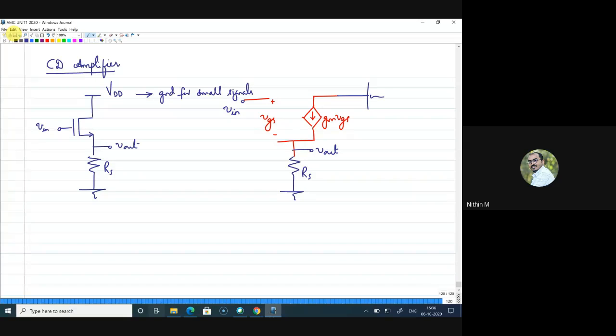Right. Now, first let us consider the case of lambda equal to 0. So when lambda is equal to 0, let me write what is V out by V in. So what is V out in this case? Can anyone unmute and tell me what is V out? Jayaditya? What is V out in this case? Yes, go ahead, Jayaditya. It's GM VGS into RS. Very good. Thank you, Jayaditya.